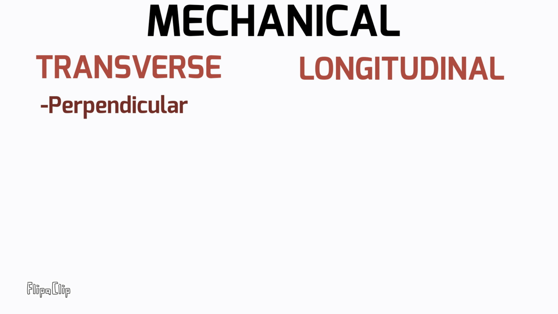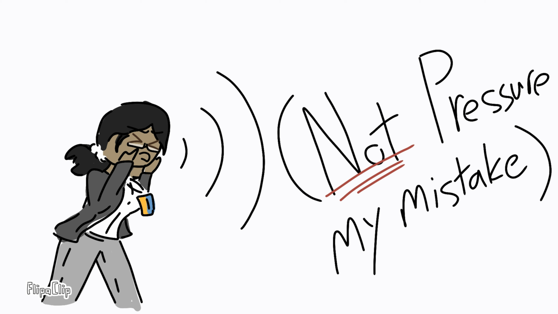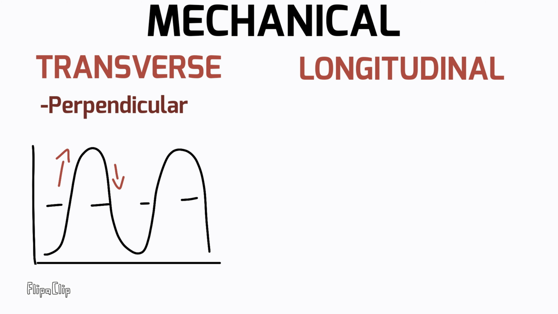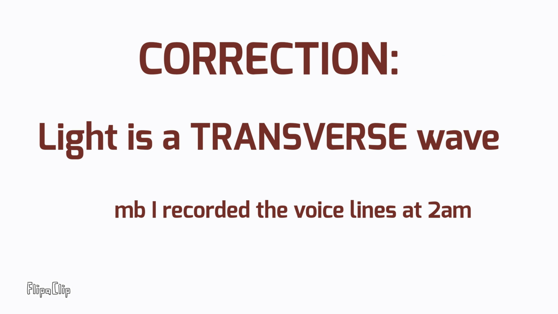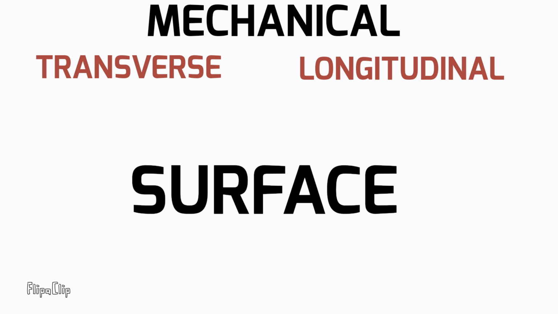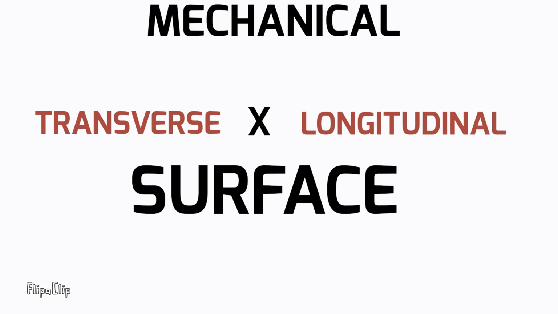Transverse waves are perpendicular to the direction of energy, depicted as your usual model of a wave, an up and down motion if you will. Examples of this are sound and pressure waves. Longitudinal waves are parallel to the direction of energy. Think of a slinky when you move it back and forth. An example of this is light. Surface waves are a combination of both transverse and longitudinal waves, commonly found in earthquakes.